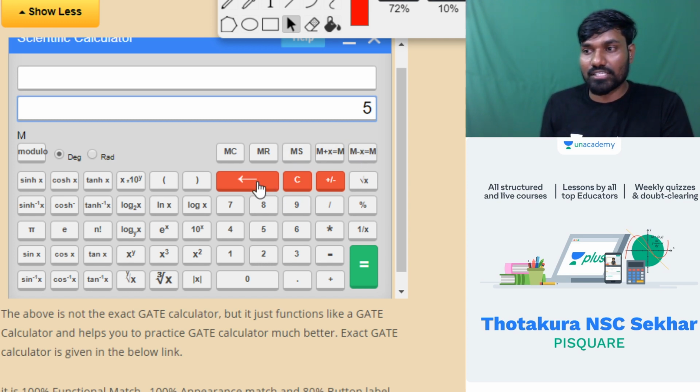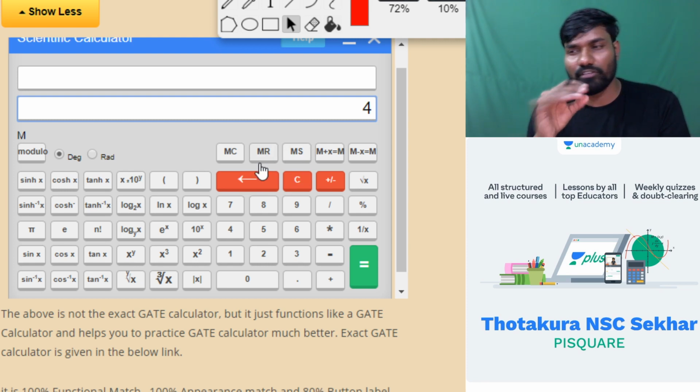Let's go for this operation. On memory recall, I have 5. If I have 1 as x, whatever is there in the display, that's x. If I perform this and then recall the memory, 4. Simple. This is a memory function. This is how we can use the memory function very effectively.